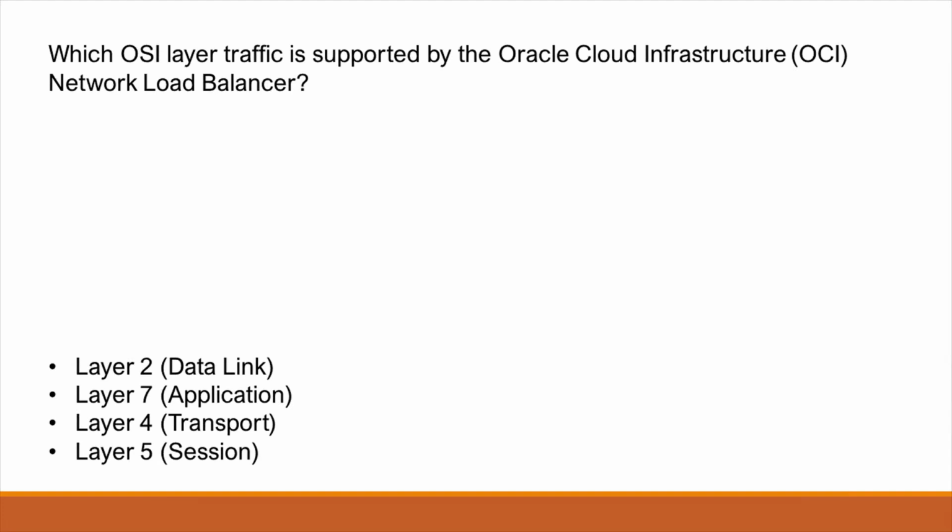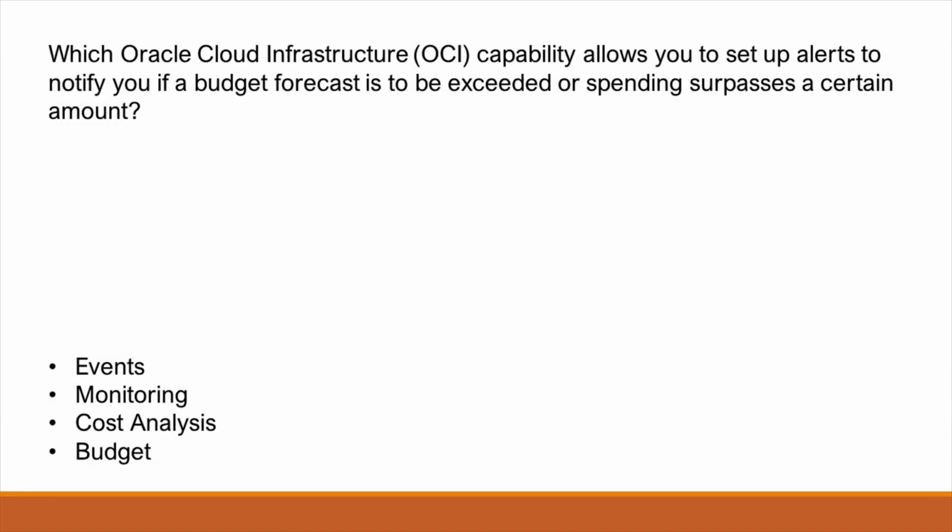Let's talk about this question. Which OSI layer traffic is supported by the Oracle Cloud Infrastructure, OCI, network load balancer? Options we have for this question are layer 2, data link, layer 7, application, layer 4, transport, layer 5, session. Correct answer for this question is layer 4, that is transport layer, as network load balancer is supported by transport layer.